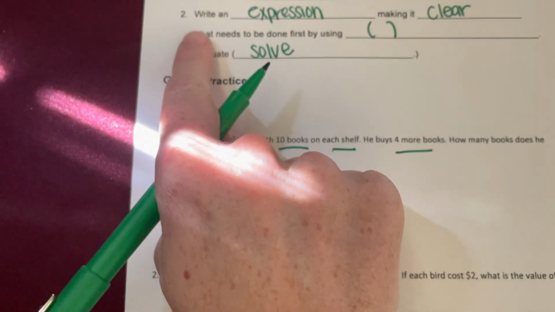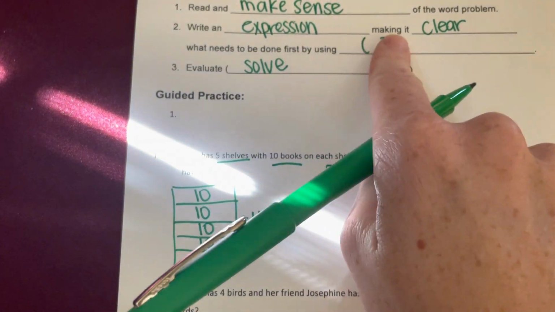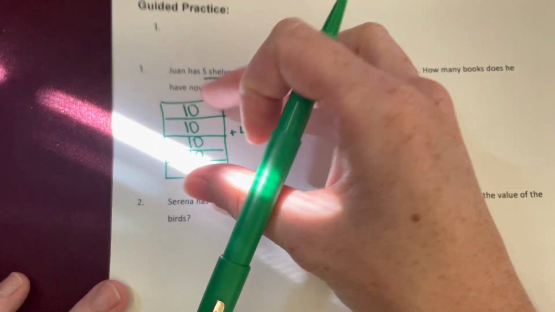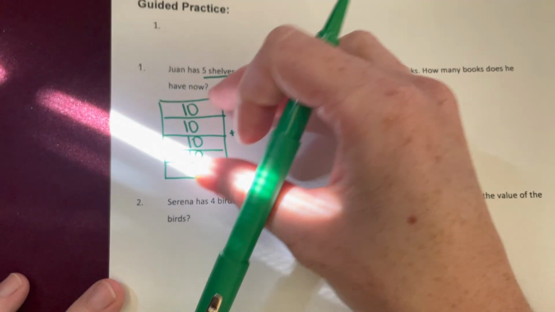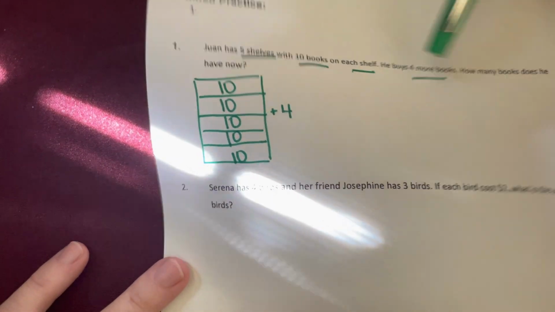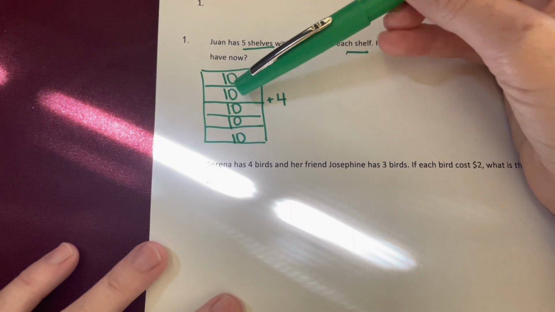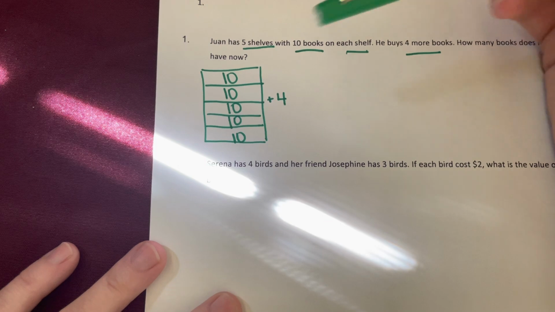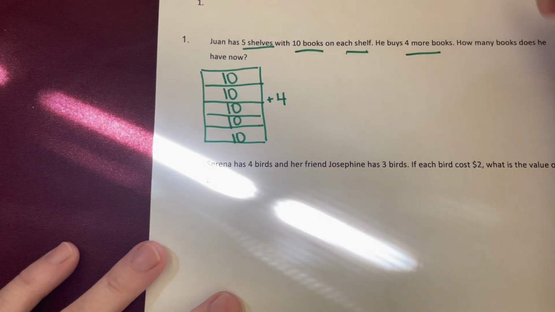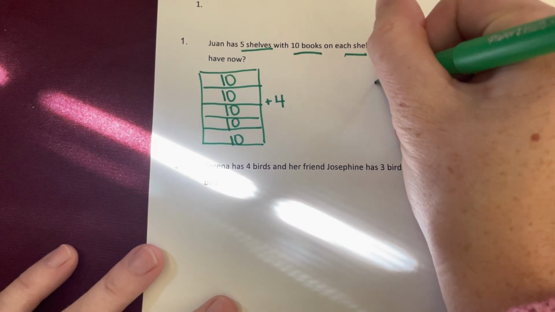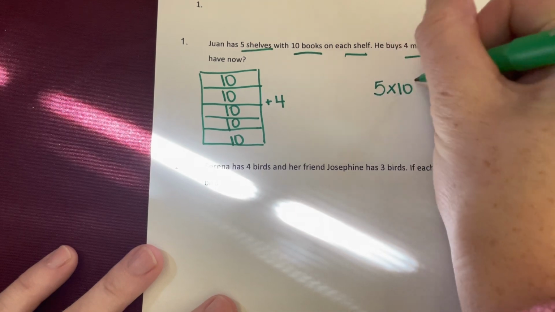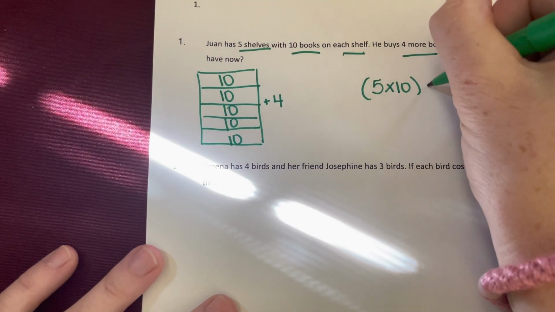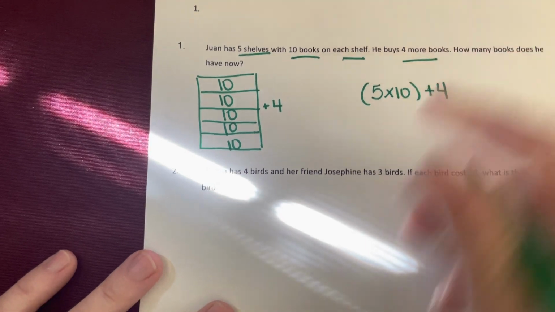Okay, step number 2 says write an expression making it clear what needs to be done first. So first I need to figure out how many books are on the bookshelf. So I see 10 plus 10 plus 10 plus 10 plus 10, but I think there's an easier way to do that besides adding 10 5 times. I can do 5 times 10, and I'm going to put that in parentheses, and then he gets 4 more, so I'm going to add 4.